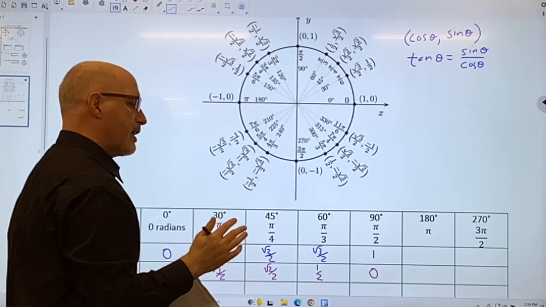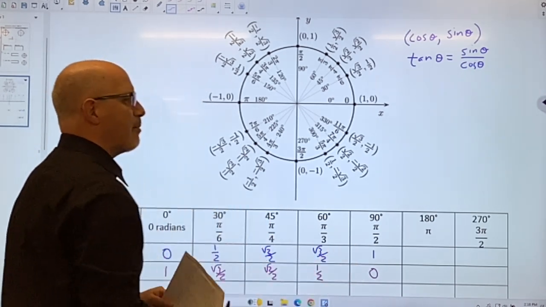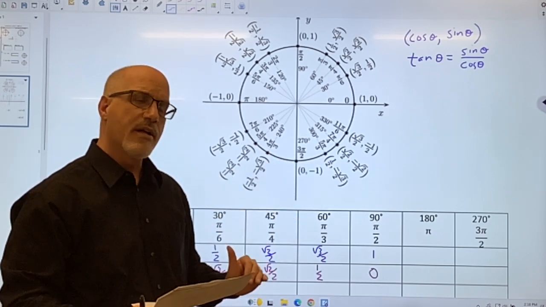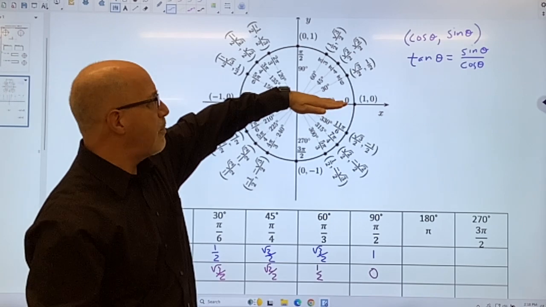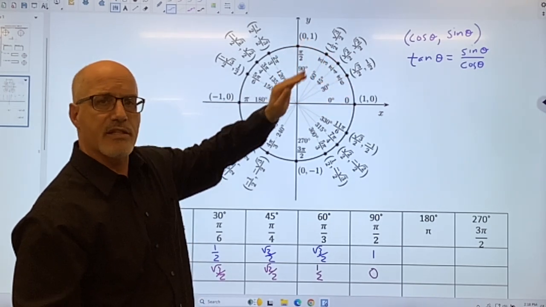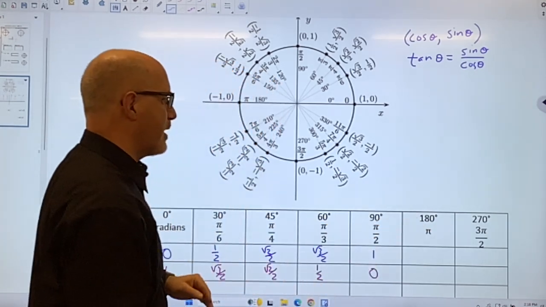Now, if you look at those values, those are going down in value. And that makes sense again, since cosine is x over r. With the r staying constant, as we go up with the angles here, the x values are getting smaller until they get to 0. Now let's go ahead and fill in the last two here with the quadrantal angles.